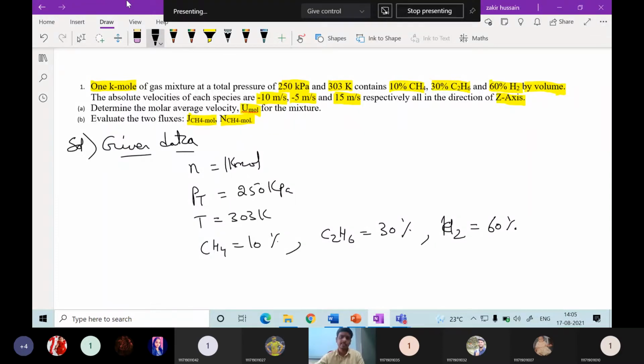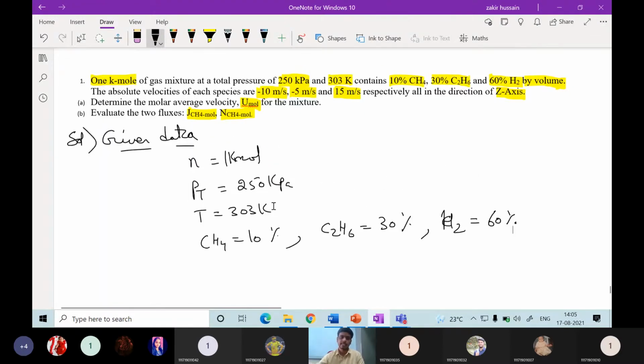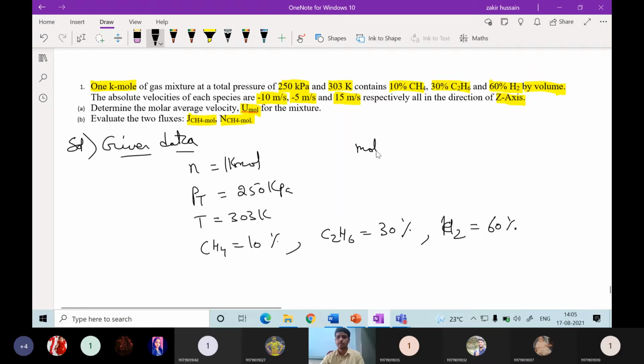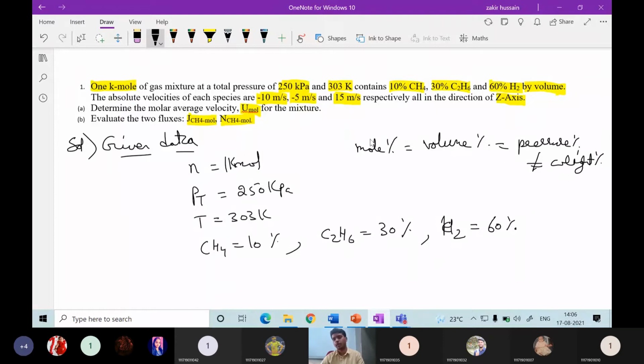In the gases case, we already know that mole percentage is equal to volume percentage is equal to pressure percentage, but they are not equal to weight percentage. Weight percentage is different, but all these three are equal for gases. Whether it is given in volume or in pressure percentage, we can use it interchangeably as mole percentage.